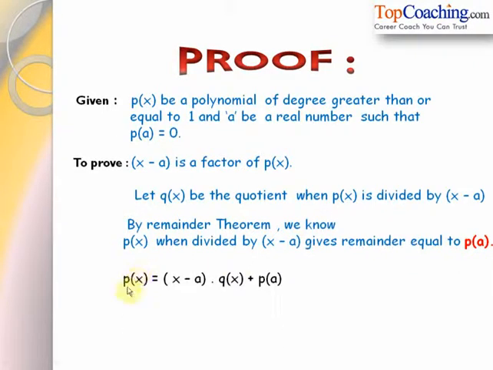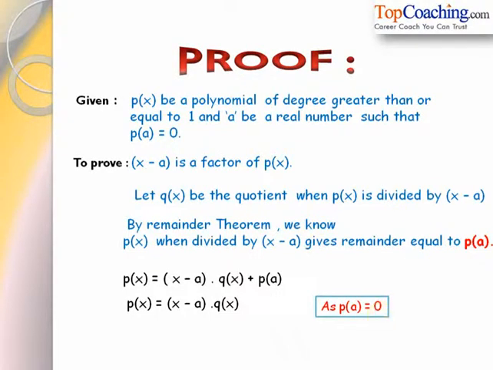So we can write p of x equal to x minus a into q of x plus p of a. Here q of x is the quotient and p of a is the remainder obtained. We can further write this as p of x equal to x minus a into q of x. Why? This is because p of a is equal to 0. This has been given to us.